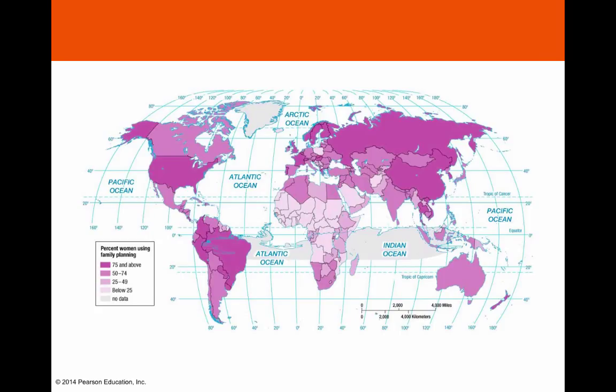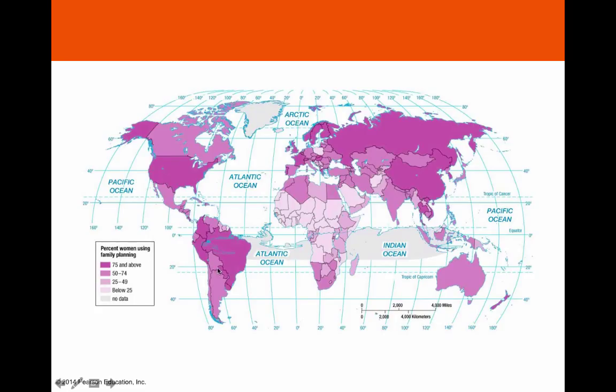Okay. This map shows us the percent of women using some sort of family planning. If we look at where the United States falls, 75% and above of women are using some sort of family planning method.